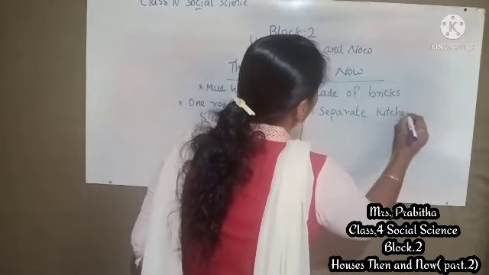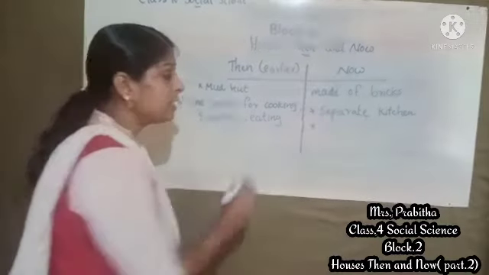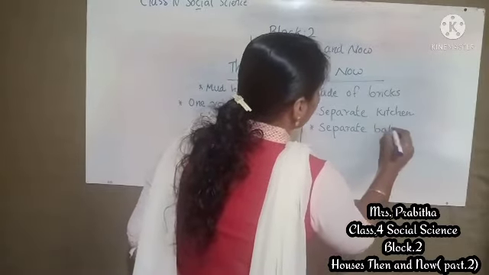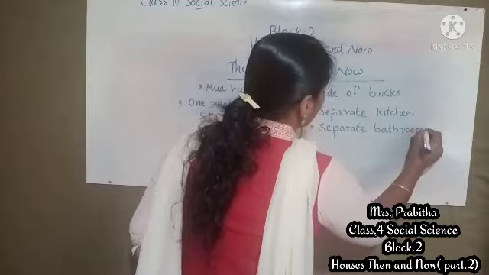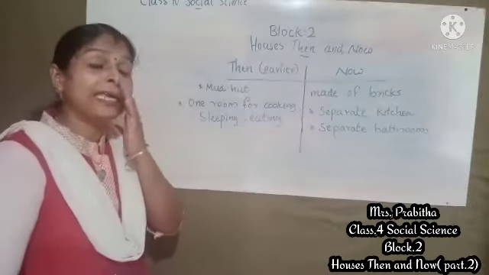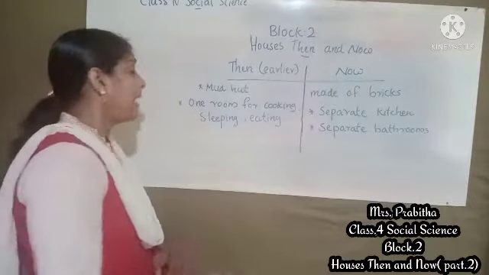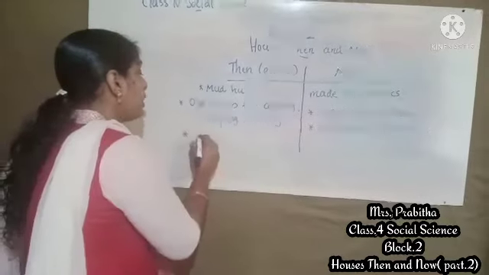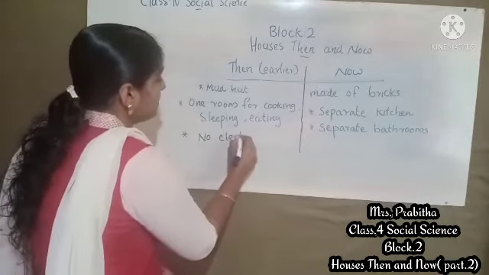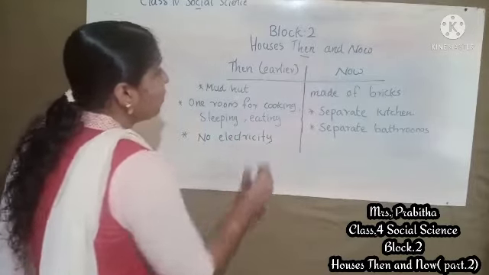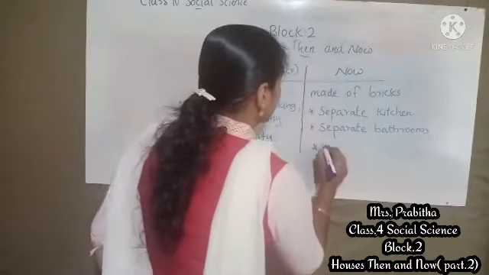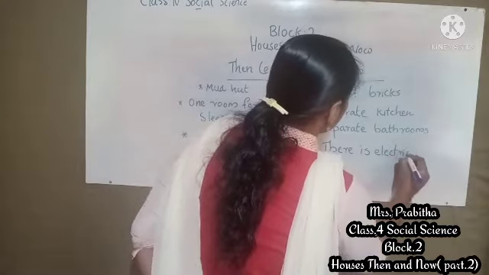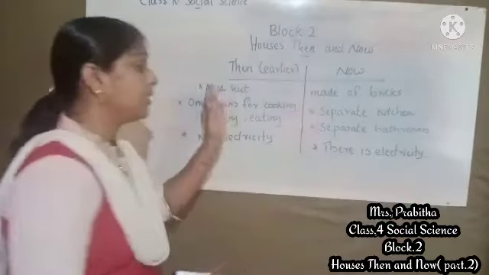Not only a separate kitchen, they have separate bathrooms also, right? Separate bathrooms are there. We know earlier, where did they bathe? Yes, earlier they bathed near the village. Now they have separate bathrooms. Then another change we can see: there was no electricity earlier, isn't it? No electricity. Then what is now? Yes, now there is electricity. So some changes we can find from earlier to now, isn't it?